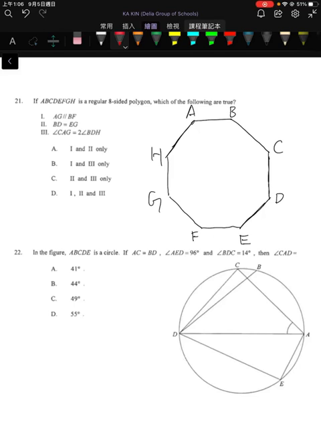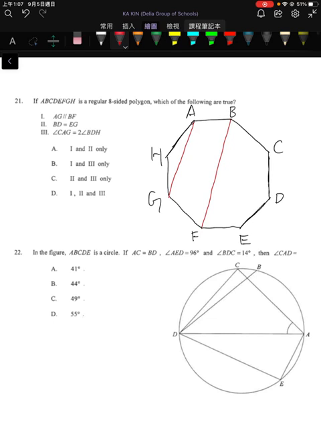Question 21. Again, there are 3 statement questions, so we need to check the statements one by one. First of all, statement 1 is talking about AG. It's parallel to the straight line BF. In order to check whether they are parallel, we can just find out whether the angles GAB and ABF sum to 180 degrees. So now we can just calculate the angles one by one.